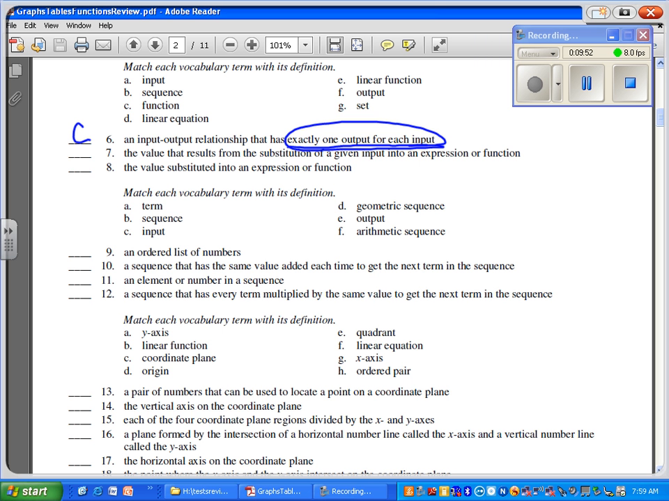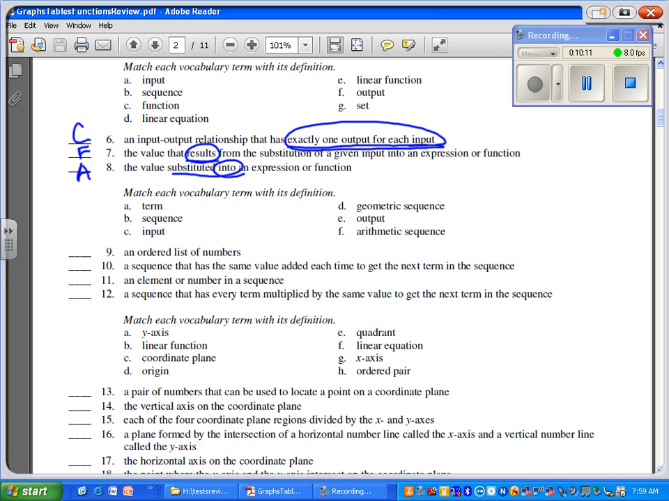All right, number 7, the value that results from the substitution of a given input into an expression or function. The value that results, that would be your output. So that's f. The value substituted into an expression or function is your input.